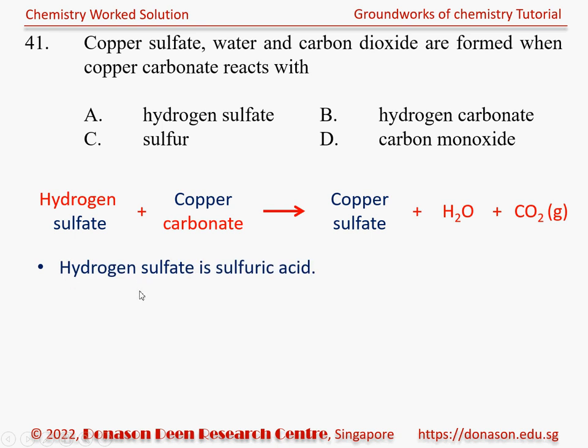So I want you to take note that hydrogen sulfate is also known as sulfuric acid. So in this case the answer is directly given to you as hydrogen sulfate itself. Therefore hydrogen sulfate should be the acid that copper carbonate should react with in order to form these three products: copper sulfate, water and carbon dioxide.